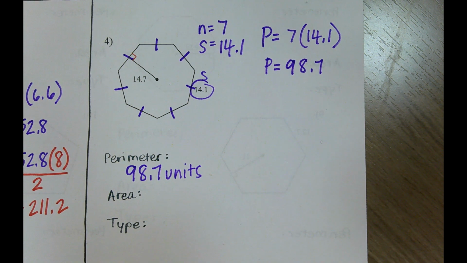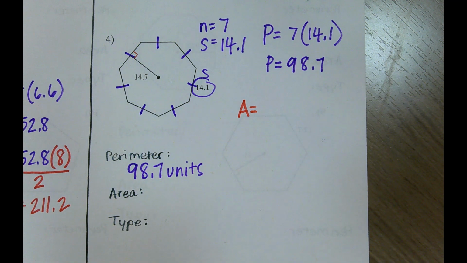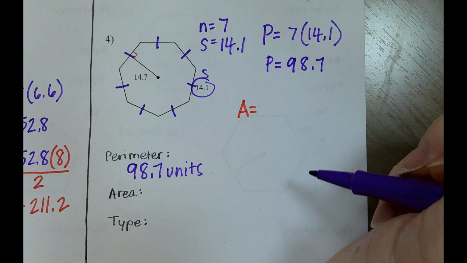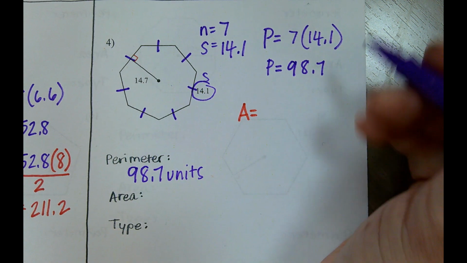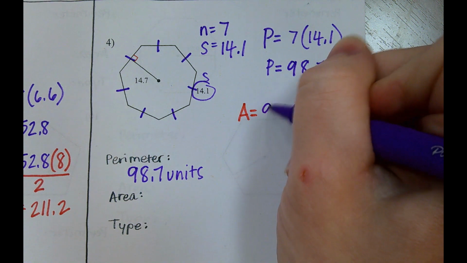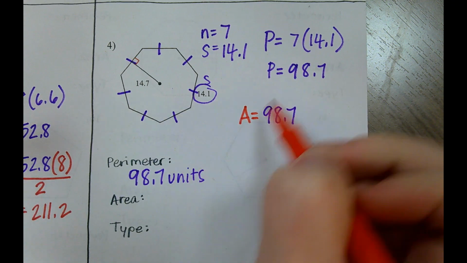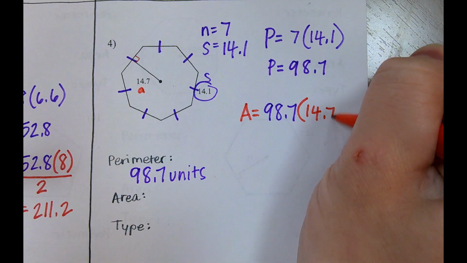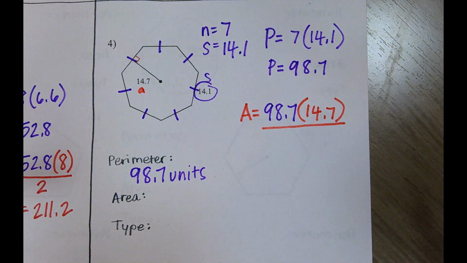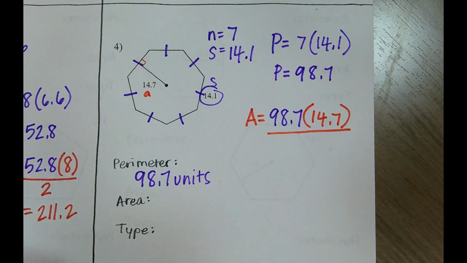Now that we have perimeter, how do I find my area? So 98.7 times 14.7. Good. Times 14.7, that's our hypotenuse. Divided by 2. Good.